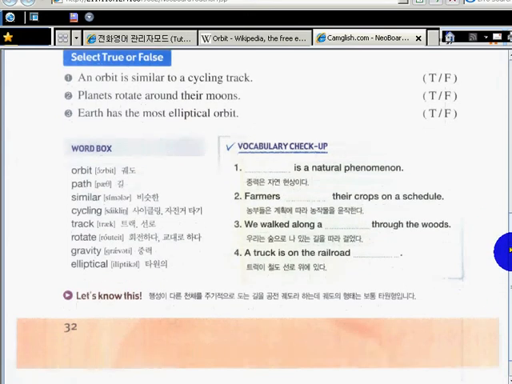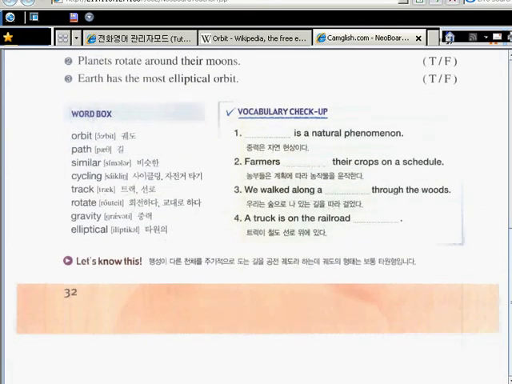Okay, now let's continue to the word box. All the words found here are the words that are used in the passage. Beside each English word is the pronunciation and the Korean translation. The purpose of these is to help you pronounce the words correctly and help you learn the meaning.